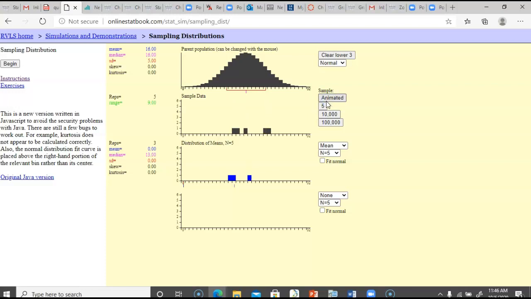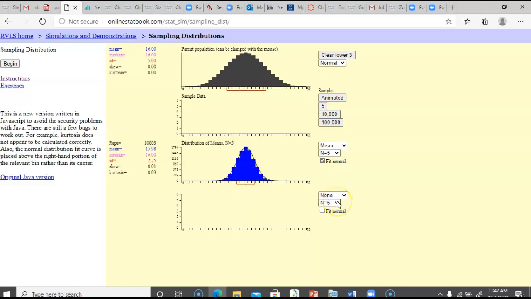Okay, so I could keep doing that, but this allows me to generate this in large numbers. If I do this 10,000 times, it's not going to show me the animation of it all, but you can see that the distribution of the sample means is also a normal distribution. I could fit a normal curve to that, and you can see it's very much the same. I could also look up here and see that the mean of my parent graph is also the mean of this distribution here.